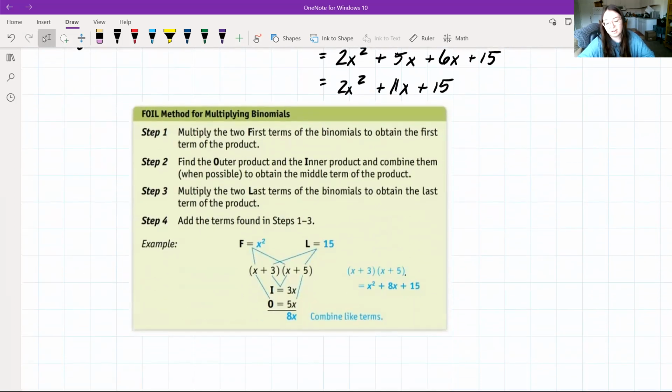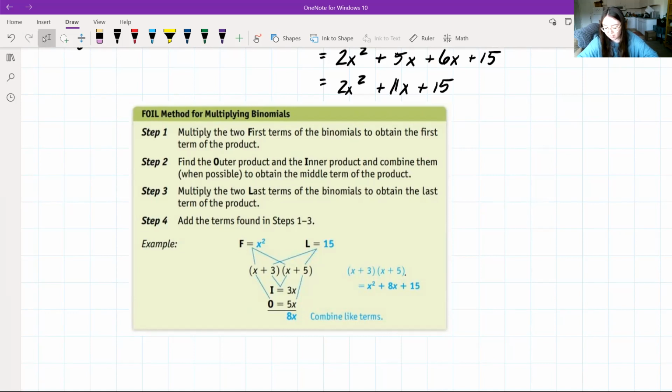So from the book, we have our steps here for FOILing. So the FOIL method for multiplying binomials. Step 1, we multiply the two first terms of the binomials to obtain the first term of the product. Step 2, find the outer product and the inner product and combine them when possible to obtain the middle term of the product. Step 3, multiply the two last terms of the binomials to obtain the last term of the product. And step 4, add the terms found in steps 1 through 3.